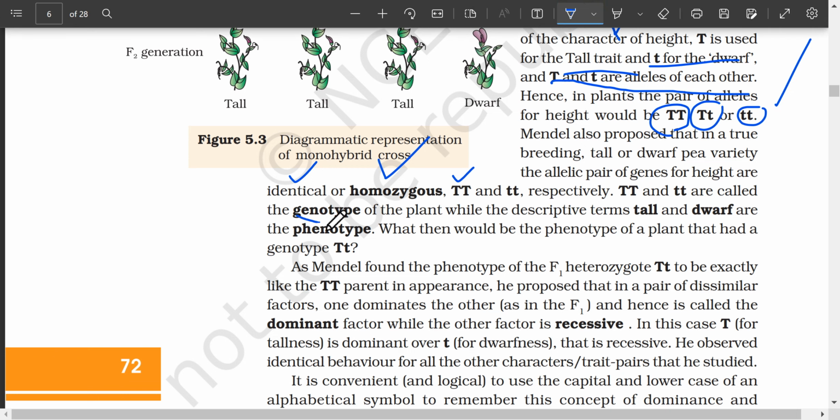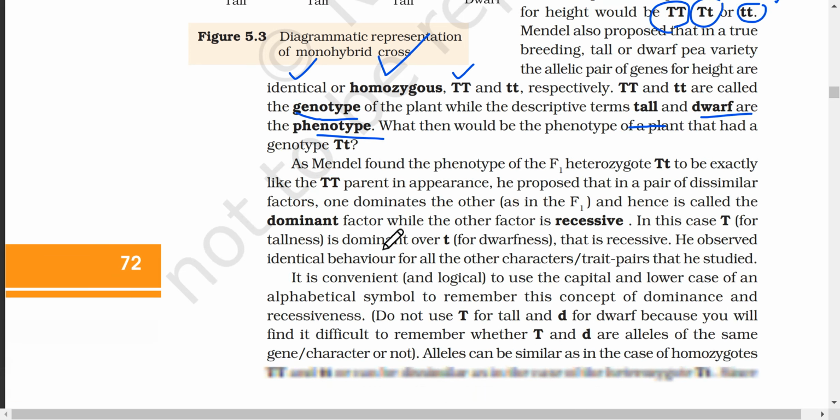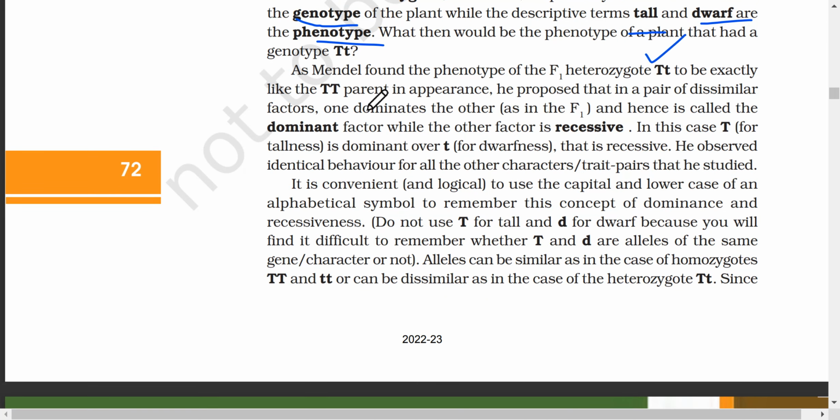These are called the genotype of the plant, the genetic makeup कि alleles किस चीज के बने हुए हैं. Fine. While the descriptive terms tall and dwarf are the phenotype जो express हो रहा है जो आप morphologically देख पा रहे हैं, which is visible, that is the phenotype. As Mendel found the phenotype of the F1 heterozygotic to be exactly like the TT parent, है ना? यही dominant तो capital T है, express यही हो रहा है, although genetic makeup different था, मगर phenotypically a pair tall ही हुआ. He proposed that in a pair of dissimilar factors, one dominates the other, as in the F1, and hence is called the dominant factor, while the other factor is recessive. अगर pair है dissimilar factors का, उसमें एक dominant होगा, एक recessive होगा.